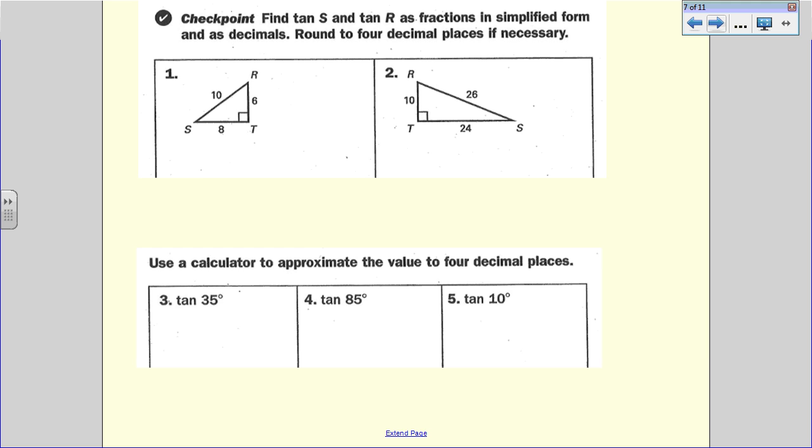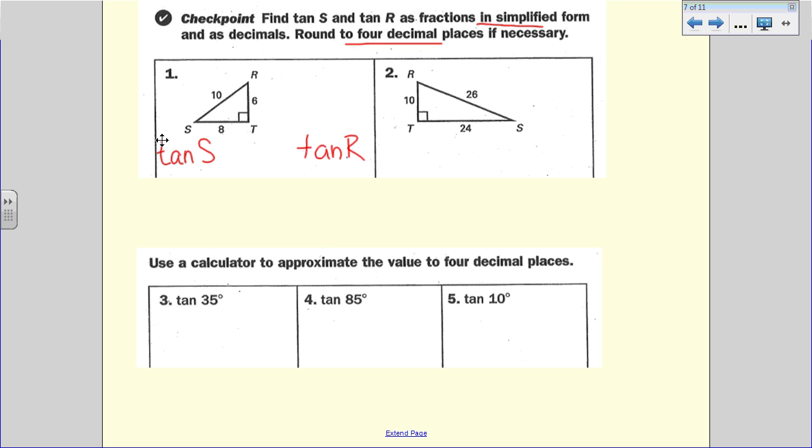All right, so use your checkpoints for finding the tangent of S and the tangent of R. So we're going to find the tangent of S, and then I want you guys to find the tangent of R, write it as a fraction in simplest form, and then round to 4 decimal places. So let's take a look at this first one.